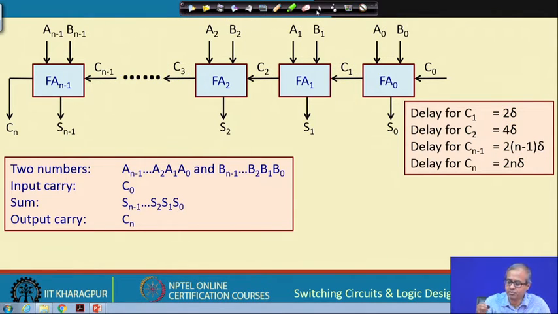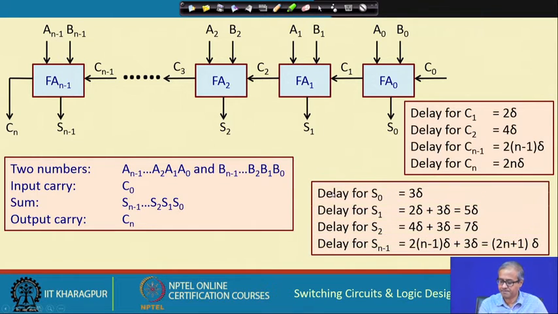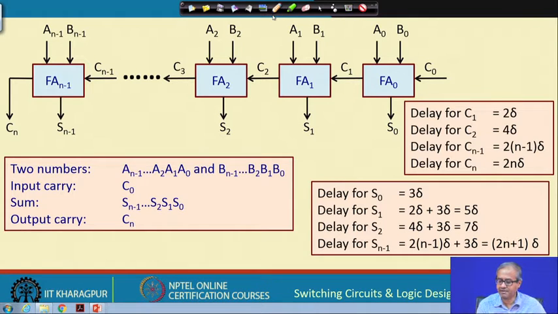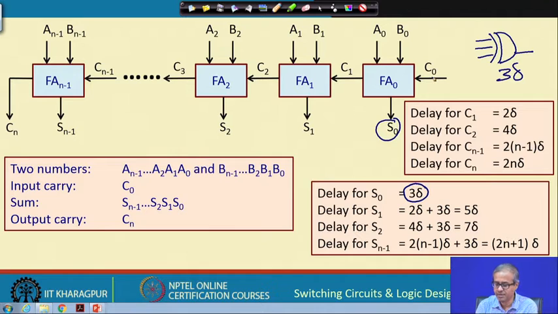Now, let us see what will be the total delay for the sum. Now, you recall, for a full adder, the delay of a sum is 3 delta, because there is an XOR function, and XOR is not AND and OR. So, it requires thrice delta. So, assuming that again all the inputs are coming at time 0, this sum S0 will be generated after time 3 delta, because it is an XOR of A0, B0 and C0.